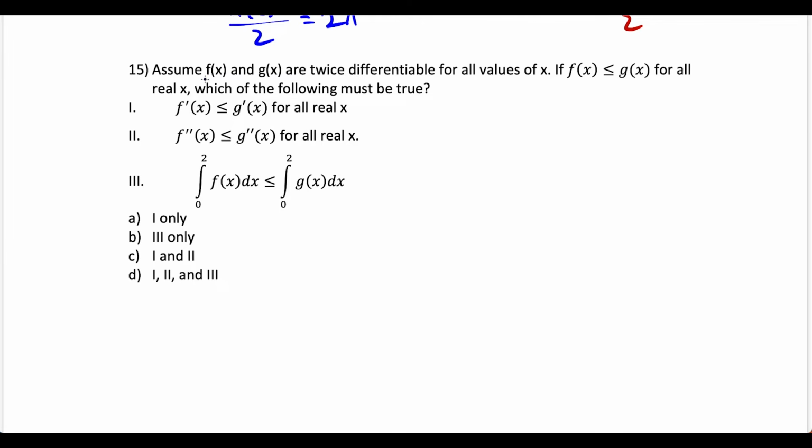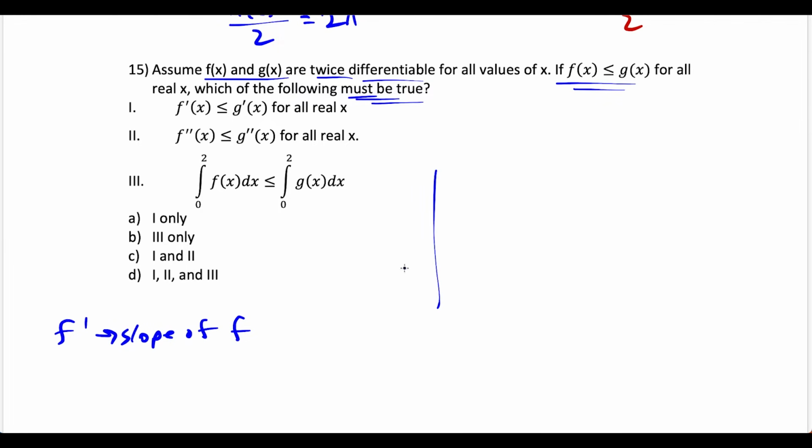So question 15, we have f and g of x are twice differentiable for all values x. F of x is less than or equal to g of x. Which of the following must be true? So for this here, I would go through each Roman numeral one at a time. So let's say the first one. Something like f prime, you should know, is the slope of f of x.